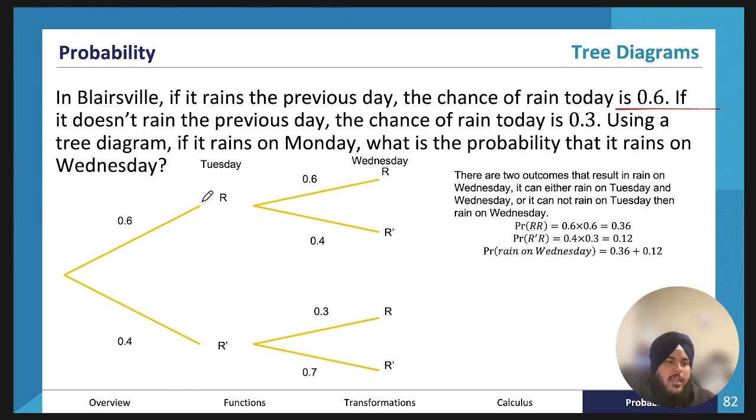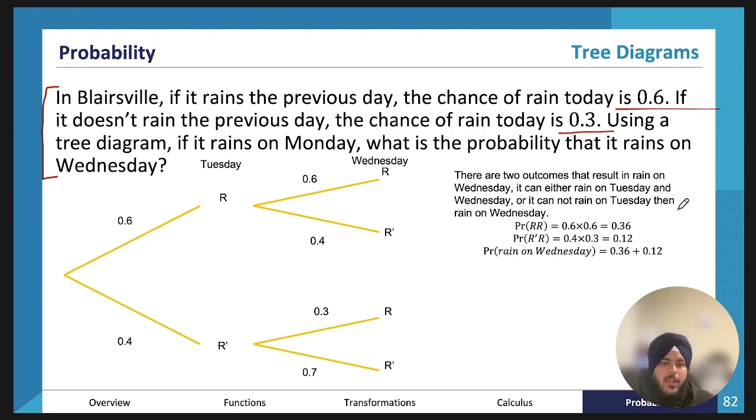And then going along, if it has rained on Tuesday, the probability of it raining on Wednesday is going to be 0.6. However, the probability of it not raining on Wednesday will be 0.4. And then for Wednesday, the probability of it raining, if it hasn't rained on Tuesday, is going to be 0.3. And the probability of it not raining is going to be 0.7. So again, just like an application of the tree diagram, you really should be familiar with drawing a tree diagram based on some information in a question stem.